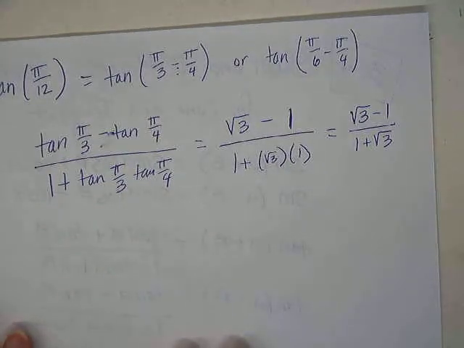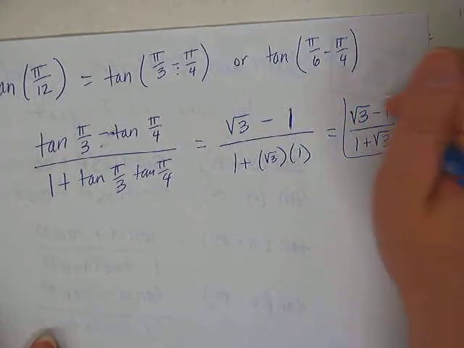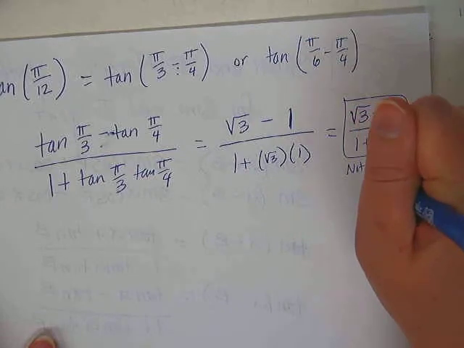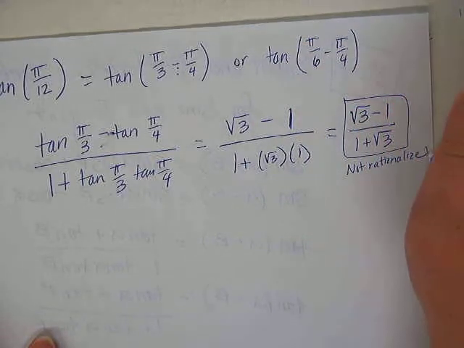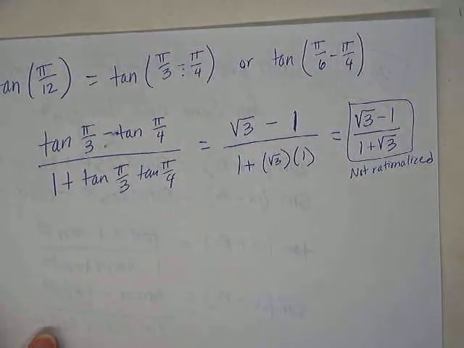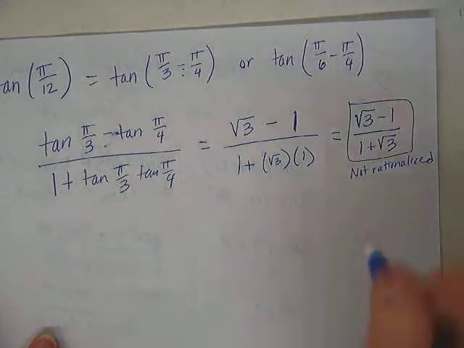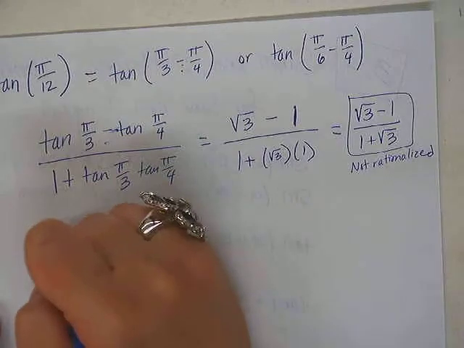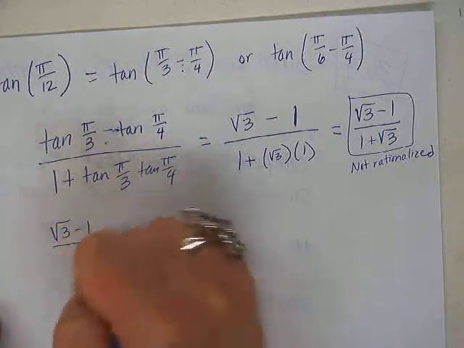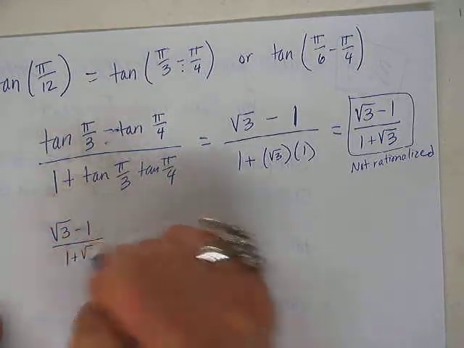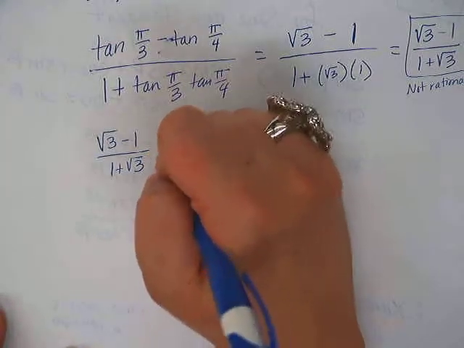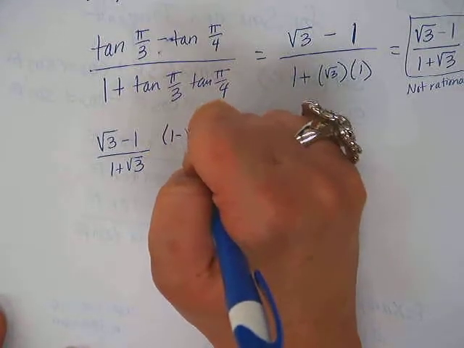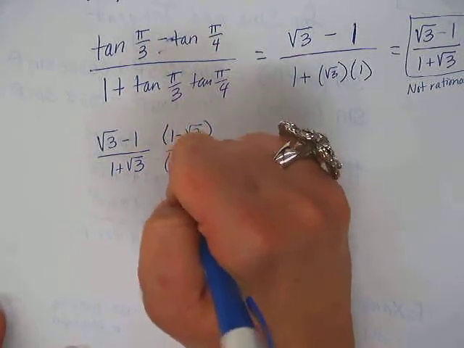And now we just simplify. Square root of 3 minus 1 over 1 plus square root of 3. Is there a problem with leaving our answer that way? Yeah, it's not rationalized because the denominator has a square root in it. So technically you should always rationalize, even though that is the correct answer, because it just doesn't look correct because of needing to rationalize it. How do you rationalize something like that?